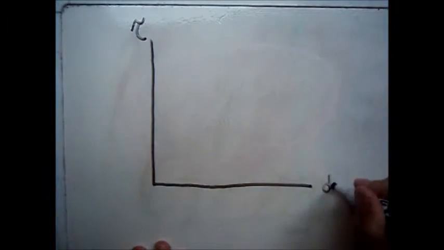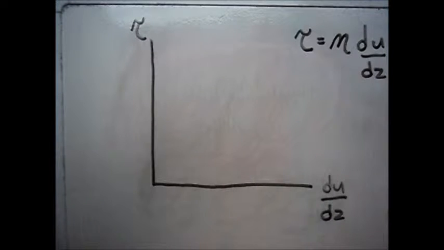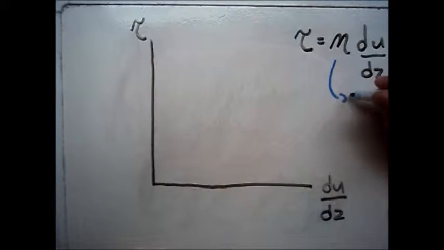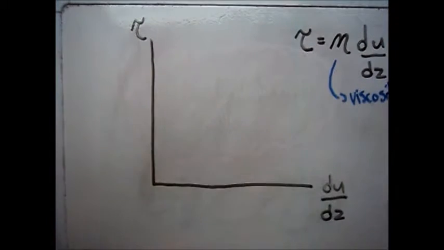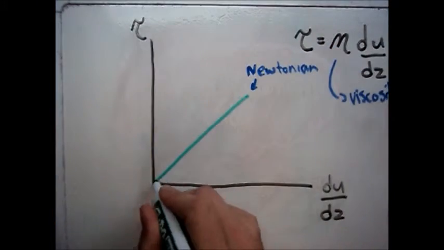The viscosity of a fluid is dependent on the shear and the velocity gradient applied. This can be represented as a graph where the slope is the viscosity. Now, for Newtonian fluids, this relationship is linear, thus the viscosity is constant.